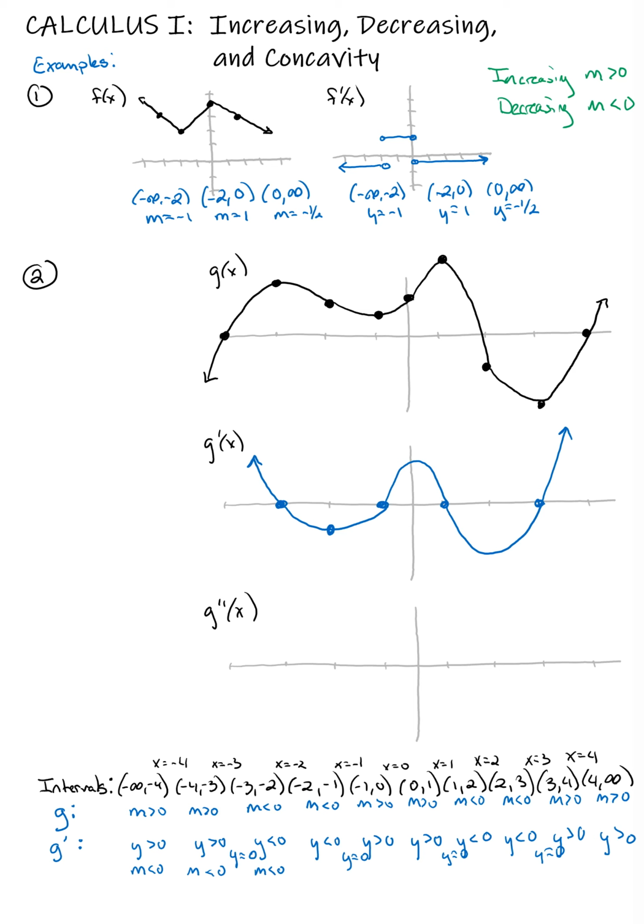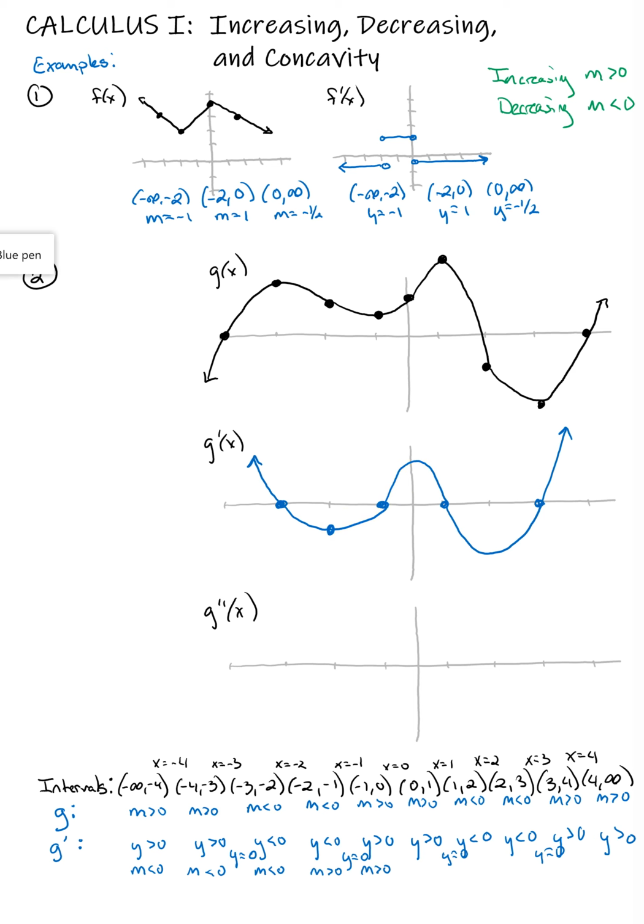But then notice what happens from -2 all the way up to 0. Now my function is increasing. So the next two intervals, the slope is increasing. So we've got a positive slope. Or my function is increasing, so we have a positive slope.